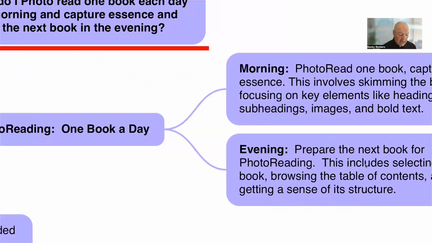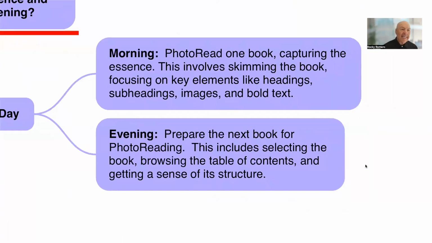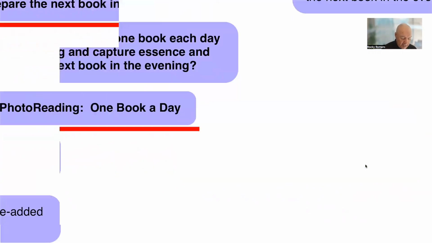And how do I want to do that? By reading the book in the morning, photo reading it, and then reserving it to process in the evening, so that I can read it a lot more quickly, having had space and time for learning in the meantime.